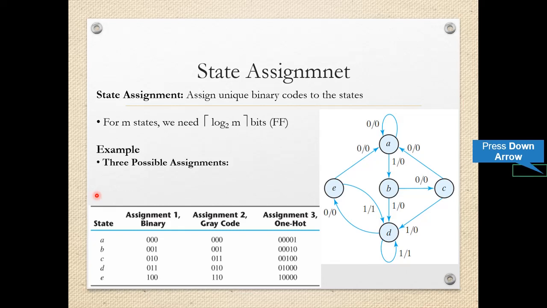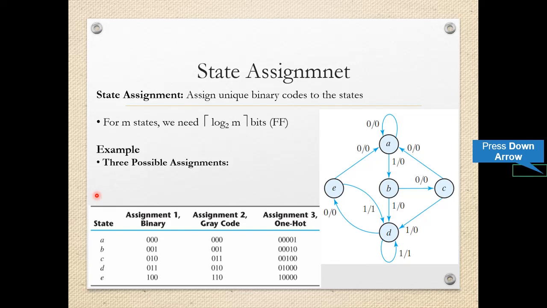So we have used the state names instead of state codes. Assigning the state code for a particular state is called the state assignment. So assign a unique binary code to the states, and how many bits will be required depends upon the number of states. So 2 raised to n is equal to the number of states, where n is the number of bits required.